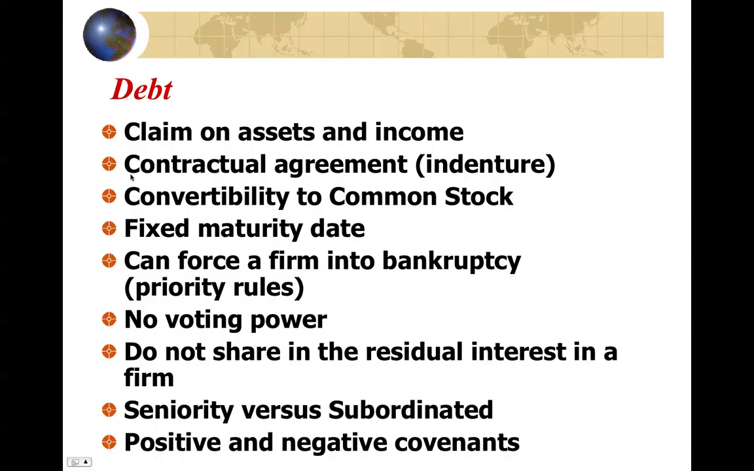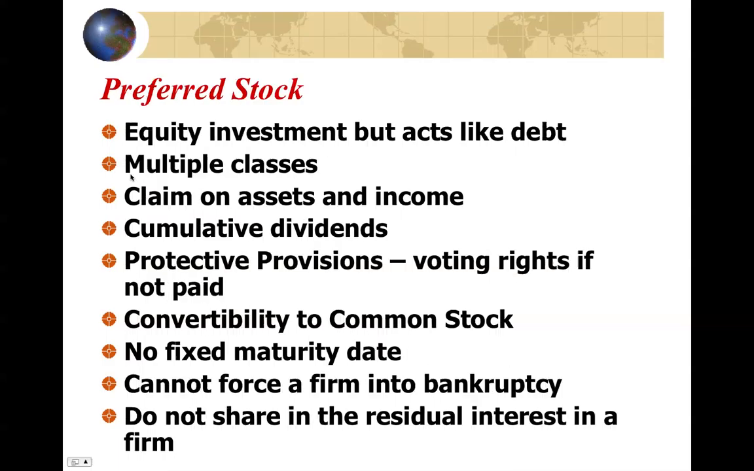Examples of positive covenants are maintaining a certain level of profitability, making sure employees are paid, making sure taxes are paid timely. Negative covenants, things that a company can't do, are like sell the company, sell some assets, or take on additional liabilities without the approval of the lenders.